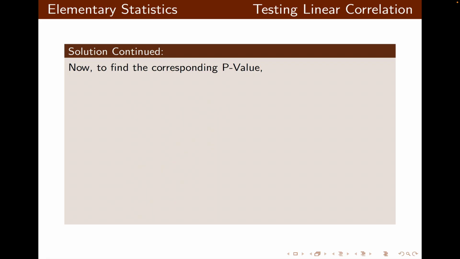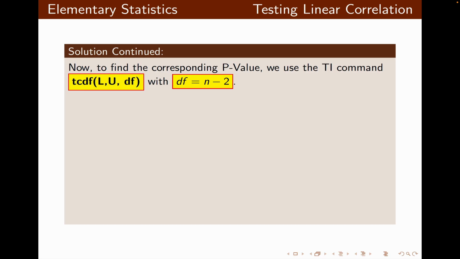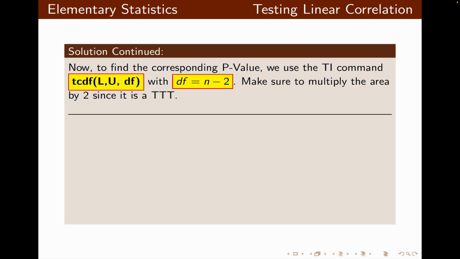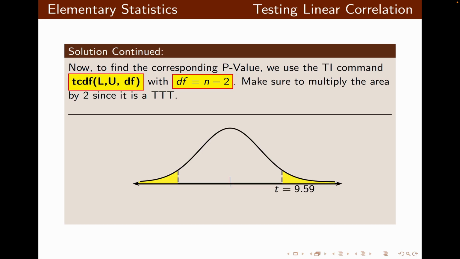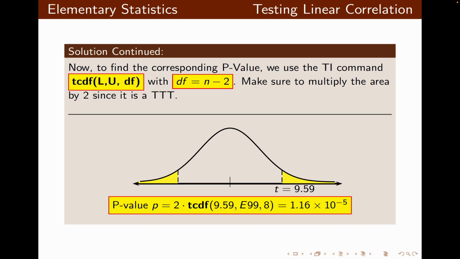To find the corresponding p-value, we're going to use the TI command tcdf with the degrees of freedom n minus 2. Since this is a two-tailed test, we're going to multiply that area by 2. So we add the test statistic 9.59. So the p-value will be 2 times that area, which becomes 1.16 times 10 to the negative 5. Again, it's in scientific notation.